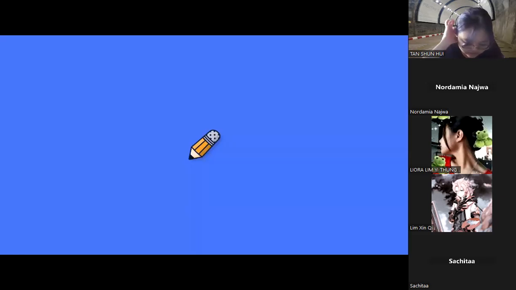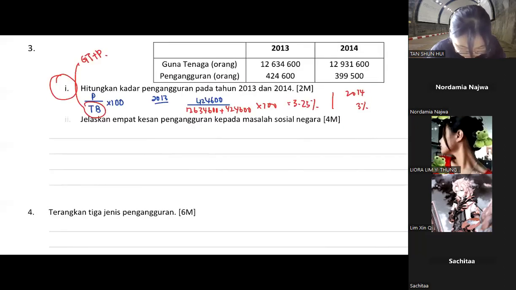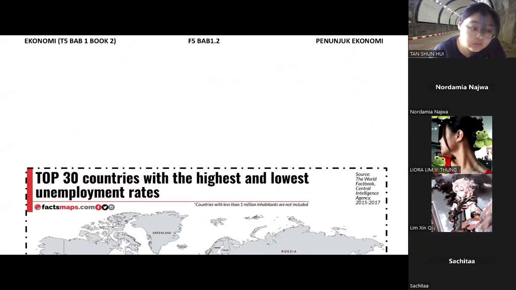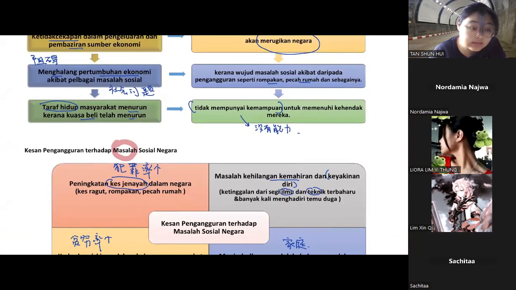March, right? 1.3. No, February. Let me show you the nota. Form 5, Form 5, Form 5. Where's my Form 5? Not this. January. 1.1. February. 1.2. Yeah, 1.2 is here. Wait, let me show you.